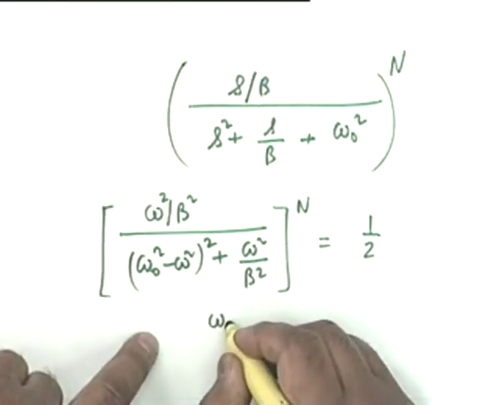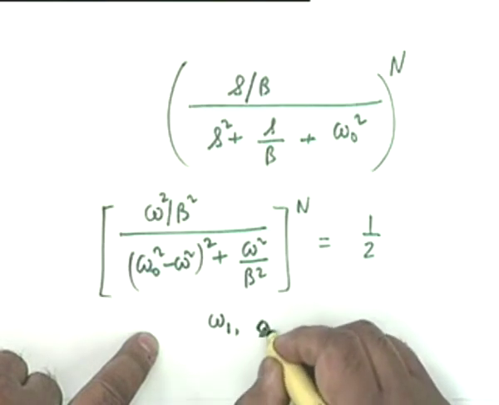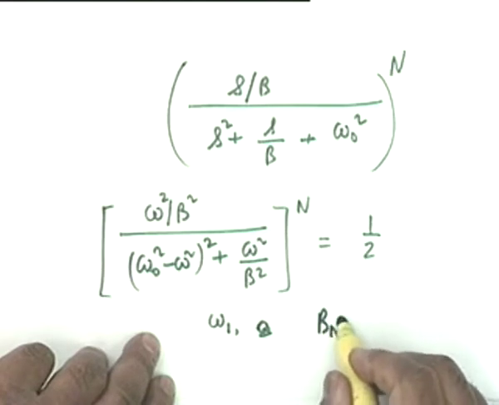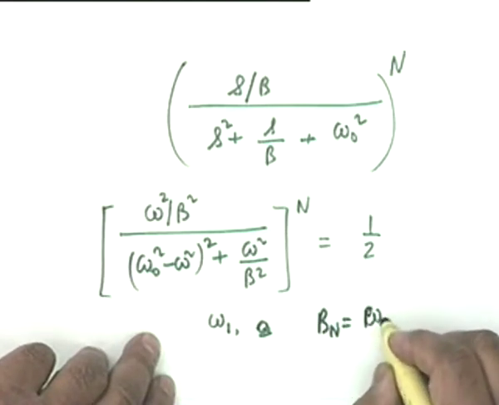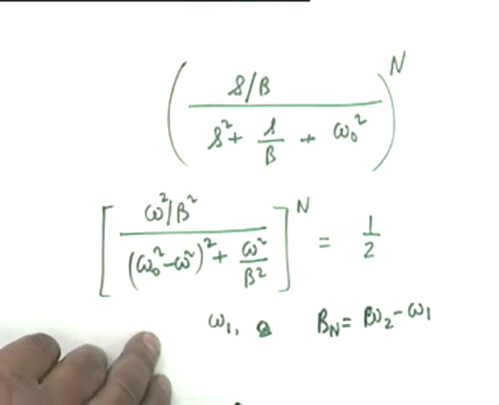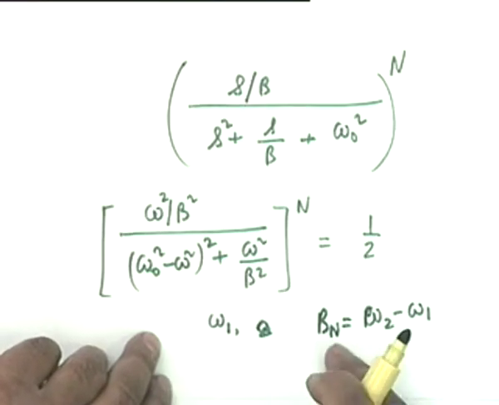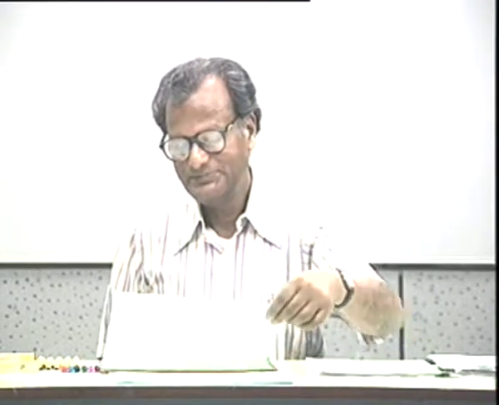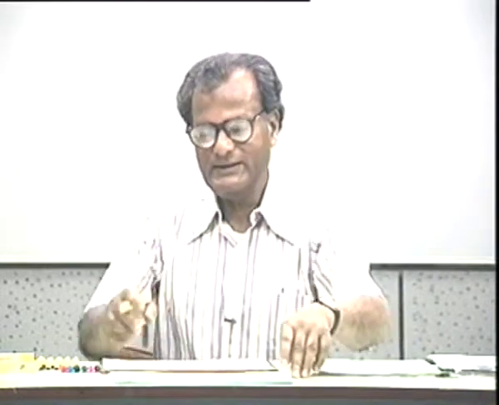So solve for omega 1 and omega 2 from this expression and find out Bn as equal to omega 2 minus omega 1. You will see that it simplifies to the expression that I had written. That is Bn equal to B1 square root of 2 to the power 1 by n minus 1. I leave that algebra to you. Okay. Now there is nothing sacred about synchronous tuning.